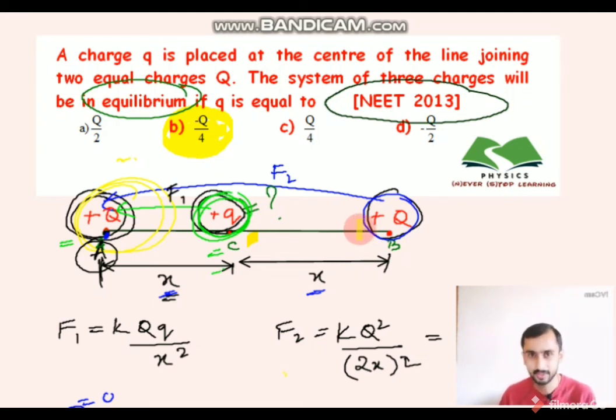So please remember, if you want to consider the system to be in equilibrium, the net force on any charge must be equal to 0. You have to consider all the forces acting on a particular charge. If you add all the forces, you must get 0. Net force must be equal to 0. Any charge we can consider. I have considered the charge at A, or you can consider the charge at B, or you can consider the charge at C also. Net force on A, B or C, any charge you can consider. Anyhow, you will finally get the same answer. I hope it is clear.